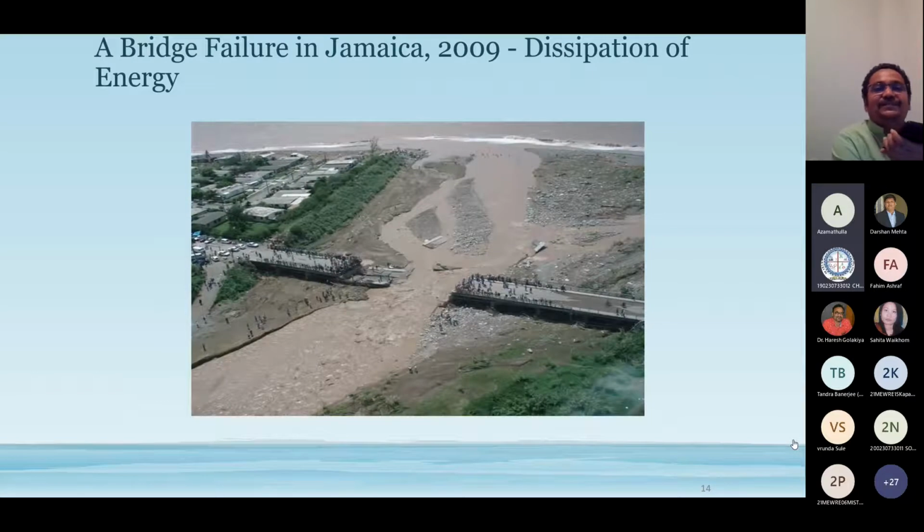Okay, here see a bridge failure in Jamaica, another Caribbean island, in 2009. This was, so you can see, the bridge.